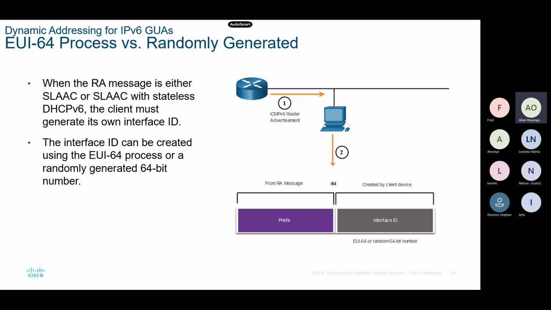Either the device or the PC can obtain it randomly, generating just a random 64 bits and plugging it after the first 64 bits from the RA message, and it makes 128 bits that the device can use. Or it can be obtained using a method called EUI-64. And the EUI-64 method is what I want to demonstrate to you guys here.